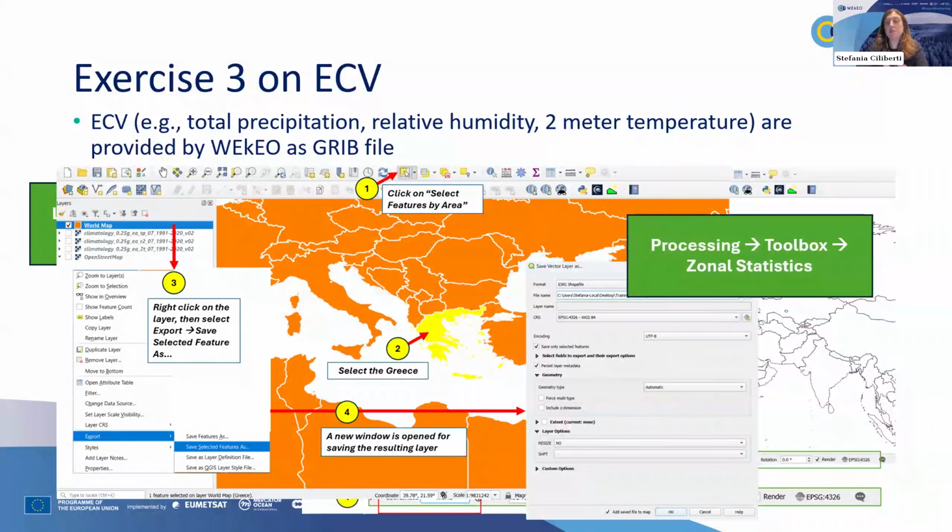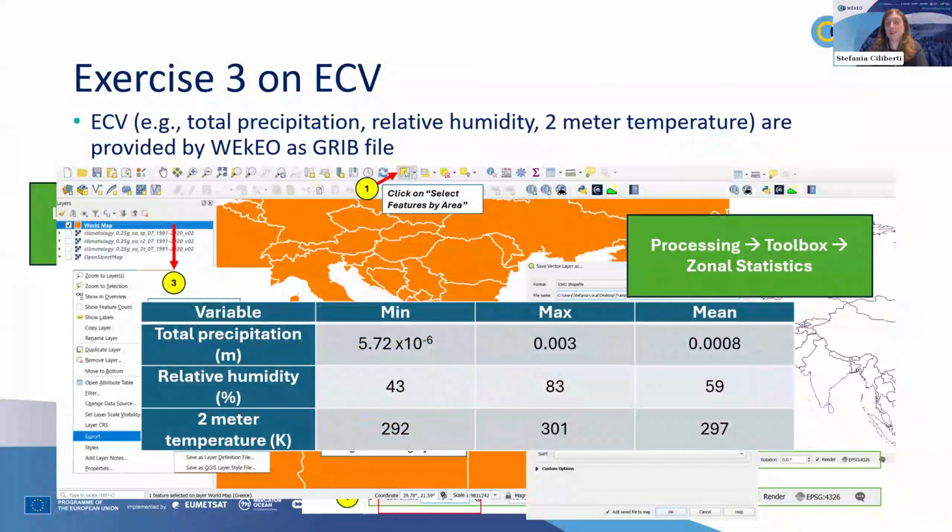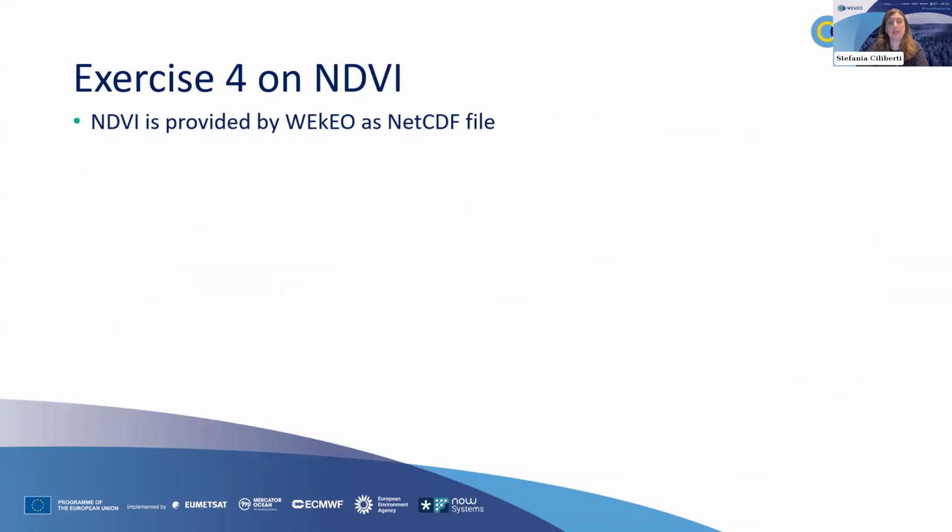And this is done by computing statistics through the processing toolbox zonal statistics function that is available in QGIS. And once done, and of course following the steps that are also described in the technical document, you can finally achieve this kind of output where you can compute the minimum, the maximum, and the mean value, for instance, of the total precipitation, relative humidity, and 2-meter temperature in the Greek country.